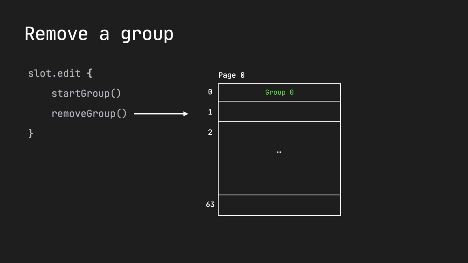I could also, as I recall from a previous video, print information such as the group key and group flags that are at that location. So in this editor, I could go from the top to the bottom, traverse groups, and I can remove them, skip them, as we have seen.